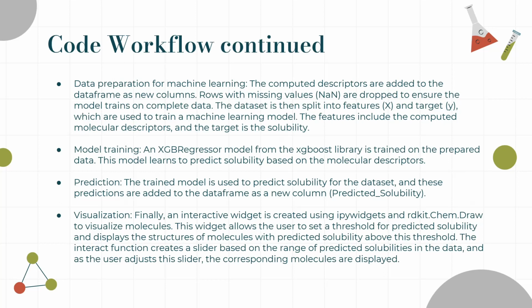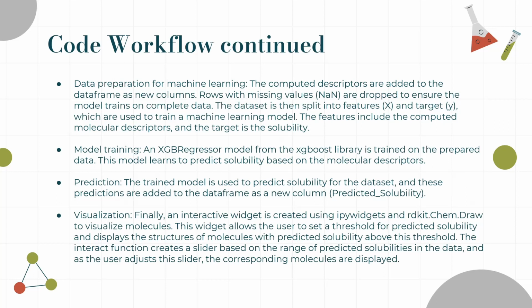So again, the code workflow continues. Data preparation for machine learning: the computed descriptors are added to the data frame as new columns. Rows with missing values are dropped to ensure the model trains on complete data. The data set is then split into features X and target Y, which are used to train the machine learning model. For model training, we are using the XGBRegressor model from the XGBoost library, which is trained on the prepared data. The model learns to predict, so we are predicting the solubility based on the molecular descriptors. Prediction: the trained model is used to predict solubility for the dataset, and these predictions are added to the data frame as a new column.